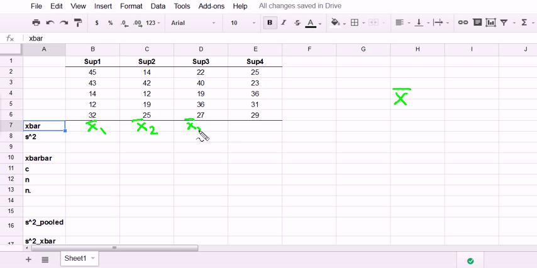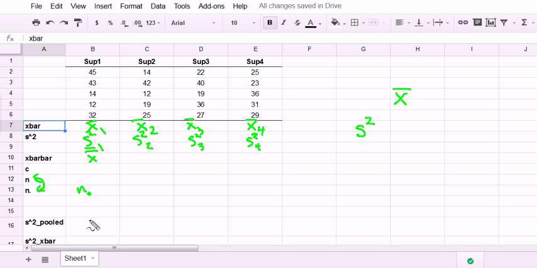Organize this however you like. I think this is a smart way to do it. S squared is the sample variance. So this will be S squared 1, S squared 2, remember, sample variance from supplier 3, sample variance from supplier 4, and so on. X bar bar will go here, and to be clear, there is a dot there. Remember, there was a distinction between these two.